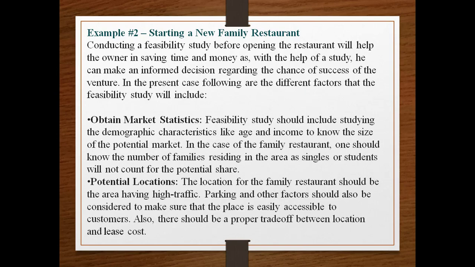In the case of a family restaurant, one should know the number of families residing in the area. If you are thinking of a restaurant, you should first identify the number of families, or which population visits the restaurant more, like single students or families. You have to identify those first. Then there is the potential location. You have to decide whether the location of the family restaurant is good or not. Will it give you that profit or not? It should first of all have high traffic. Then you have to check the parking.